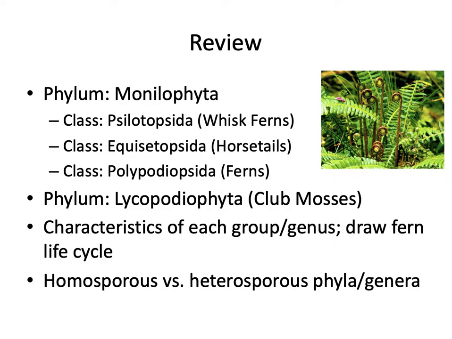All right, so now we've learned all things seedless vascular plants. We learned phylum Monilophyta and Lycopodiophyta. You should now know the characteristics of each group, but be able to draw the details of the fern life cycle. Distinguish between homosporous and heterosporous phyla, and email your professor if you have any questions.